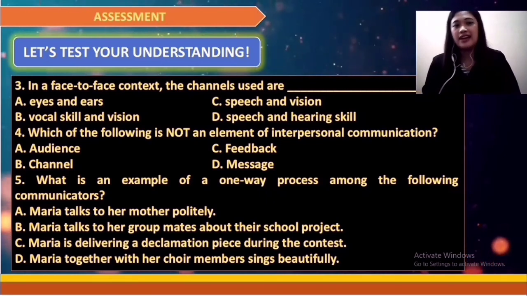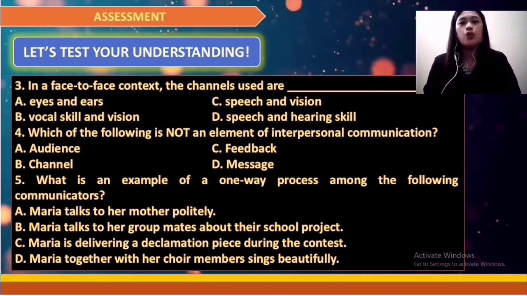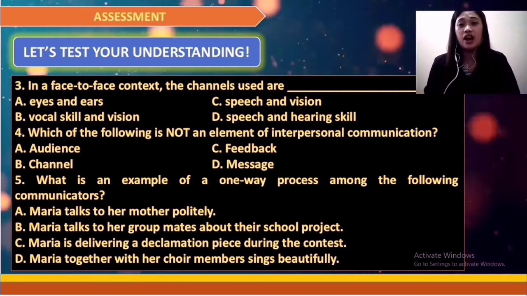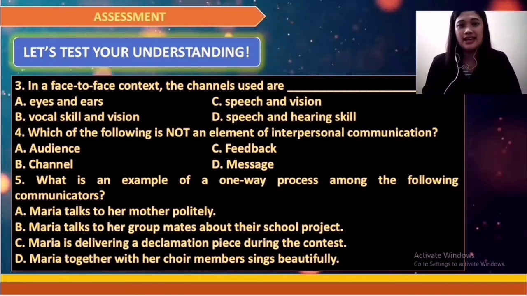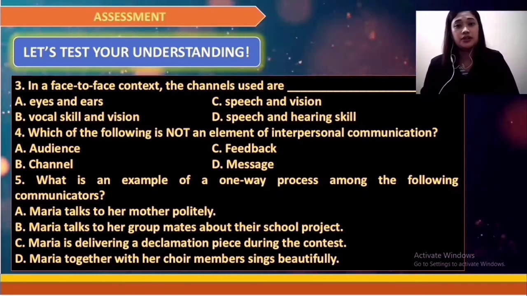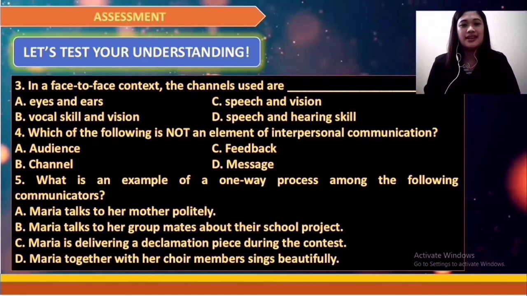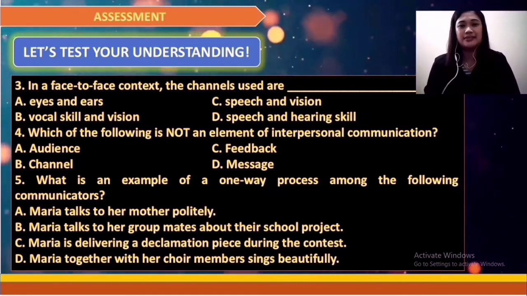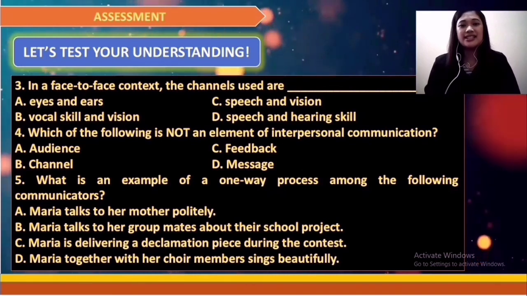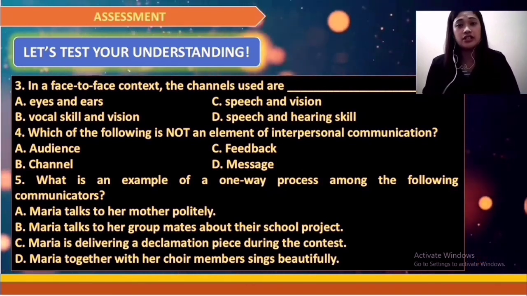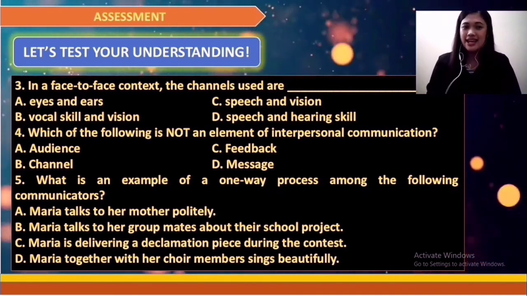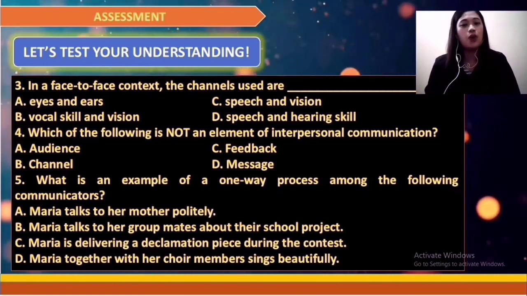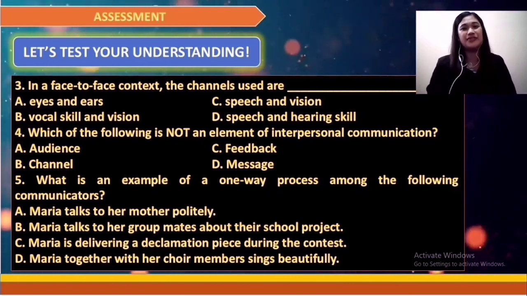And number 5, what is an example of a one-way process among the following communicators? Is it A, Maria talks to her mother politely, B, Maria talks to her groupmates about their school project, C, Maria is delivering a declamation piece during the contest, and D, Maria, together with her choir member, sings beautifully.